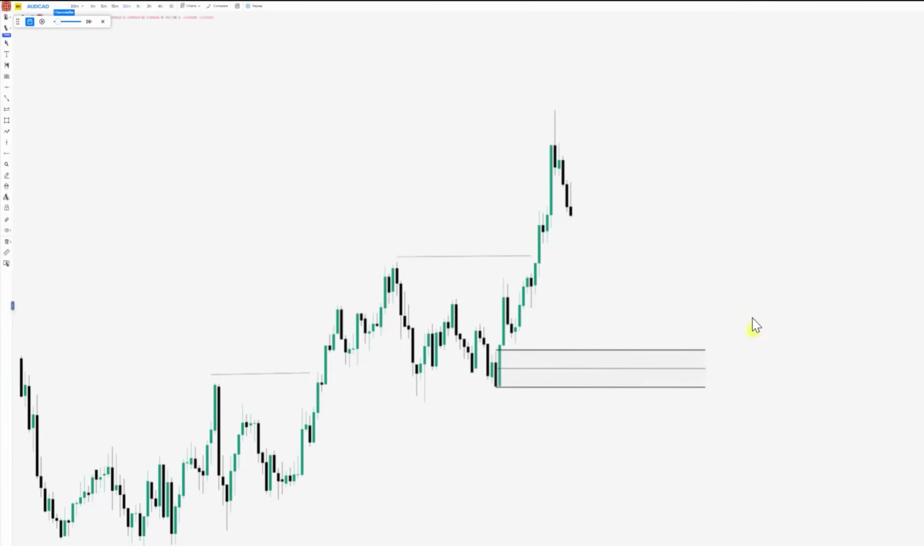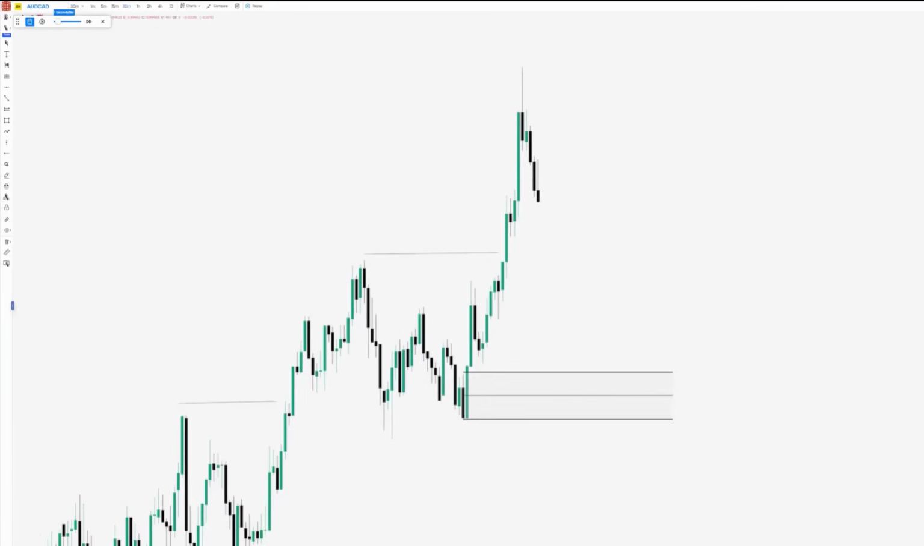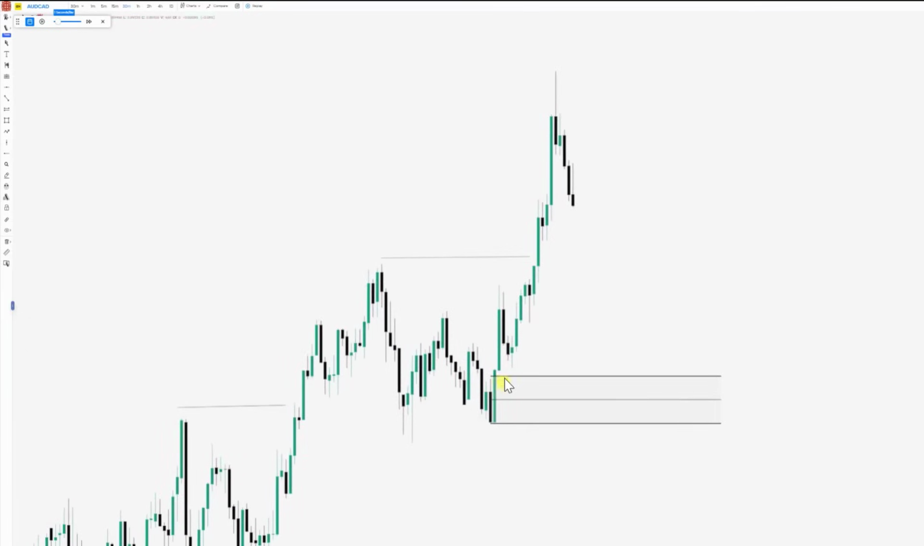And another important thing I said is inefficiency should be present, which means that price should leave some inefficiency. Now you see this institutional move, we have some inefficiency right here. If I zoom in for you to see, you can clearly see that we have some imbalance right here, which makes it valid. I equally said that a liquidity sweep increases the probability, and the liquidity sweep is also very, very valid.